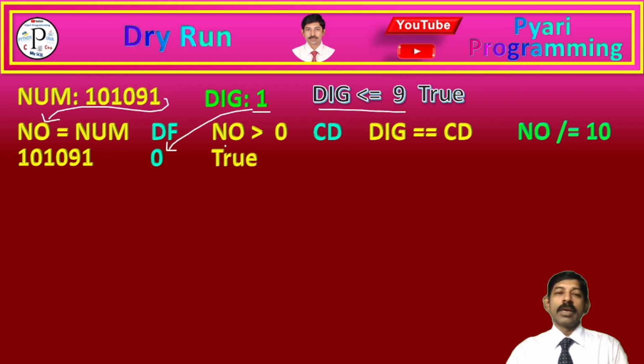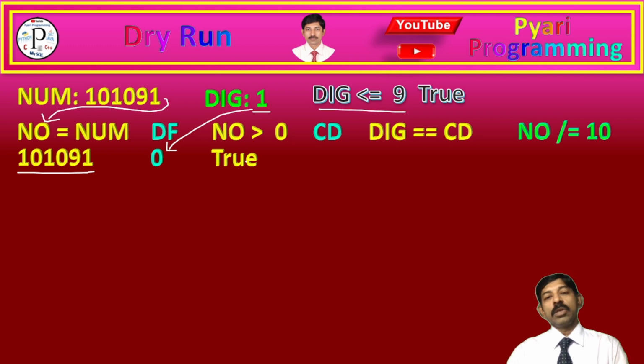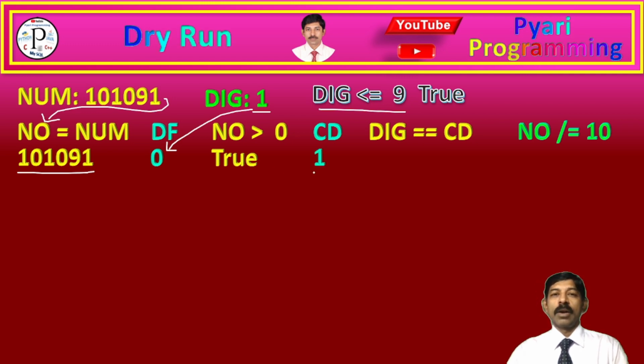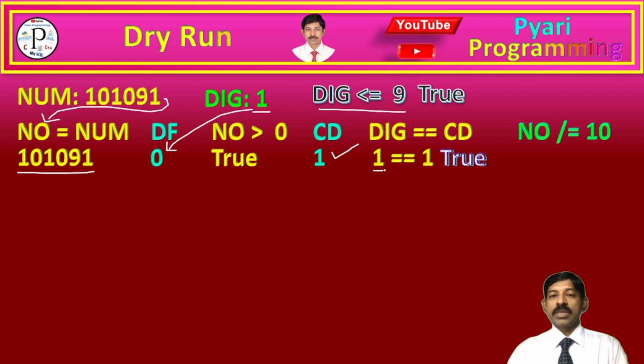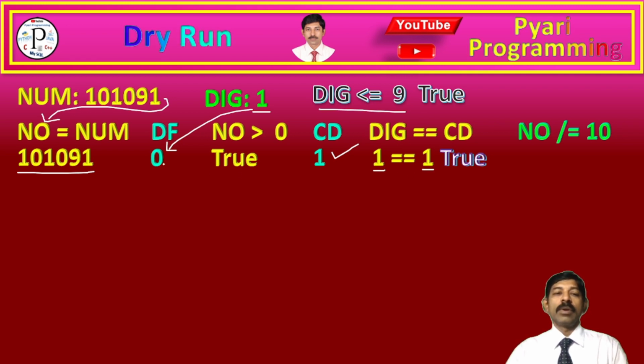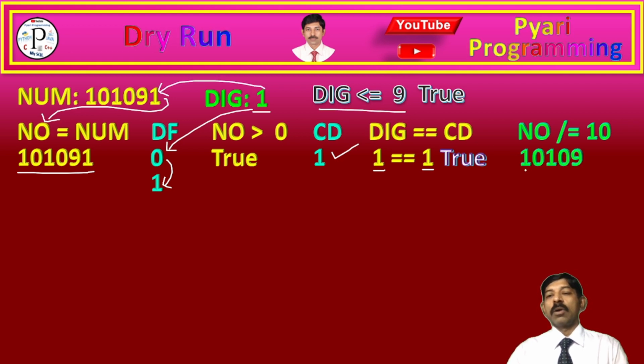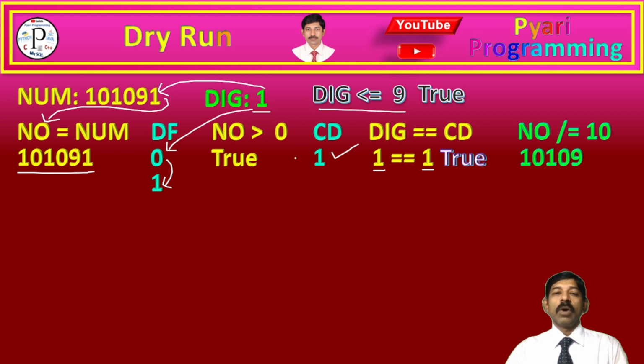Now, no is greater than 0, true, because 101091 is greater than 0. Current digit is 1, where dig is fixed at 1 and the current digit is 1. Both are equal, true. That means I will increase this by 1. So 0 becomes 1 over here in digit frequency. That means I got this one time. Now reduce the number. I got 10109.